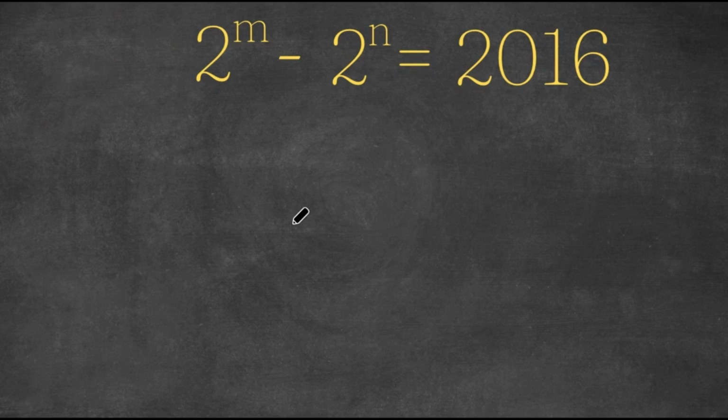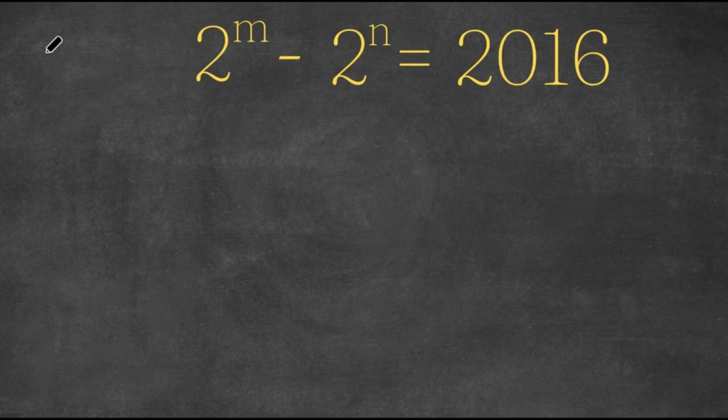Welcome to Click Academics. In today's video, I'm going to be teaching you how to solve this exponential equation. We have 2 to the power of m minus 2 to the power of n equals 2016.